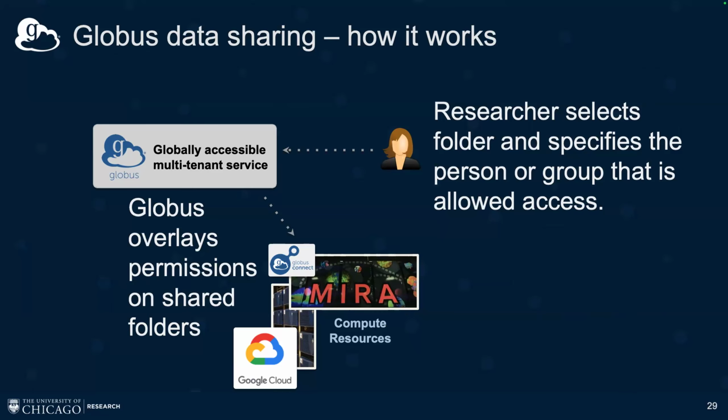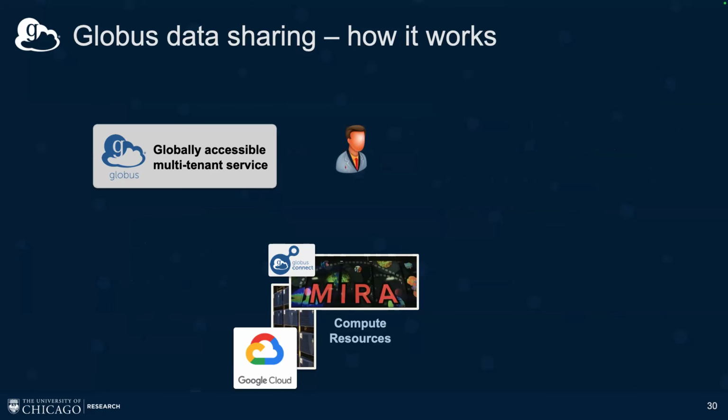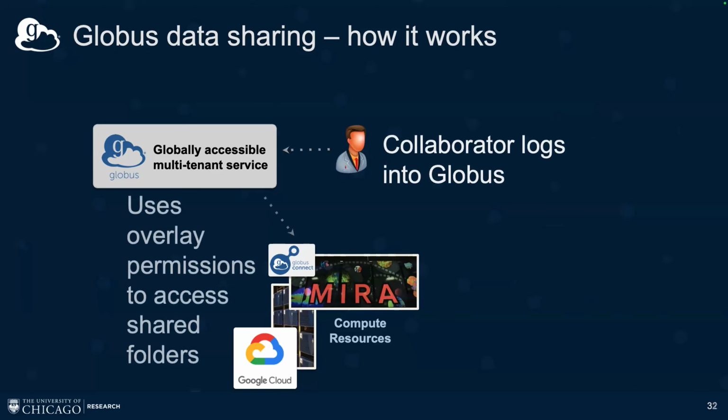So that's very convenient. And then what does this look like for the collaborator who comes and wants to access the data that has been shared with them? They would have received an email from Globus that says, "Hey, Bridget's shared data with you. Here's a link to access the data through Globus." The collaborator could click on the link, log into Globus, and then those overlay permissions would allow them to see the data, just the folder that's been shared with them. They'd be able to see and access that data.